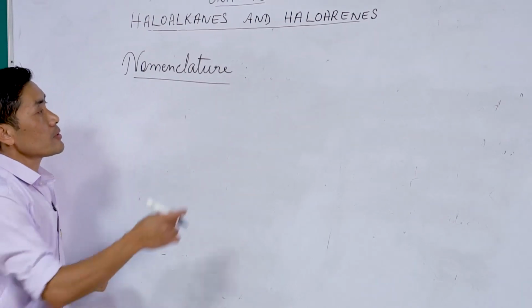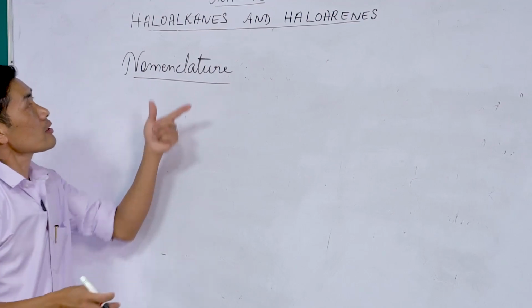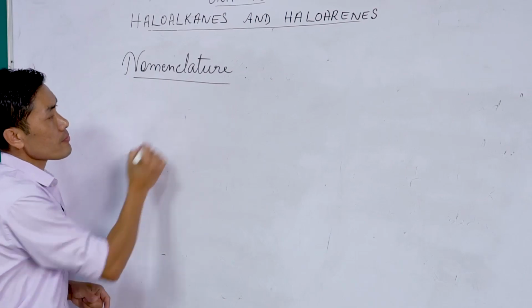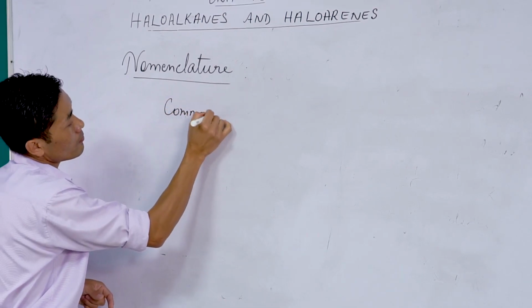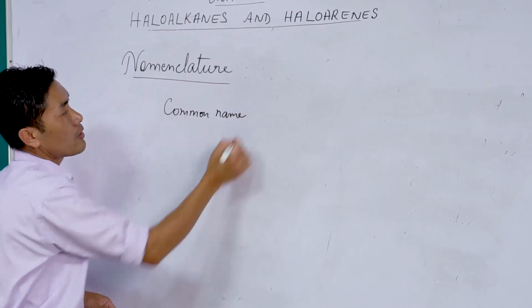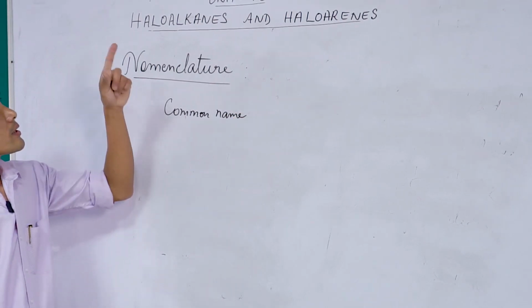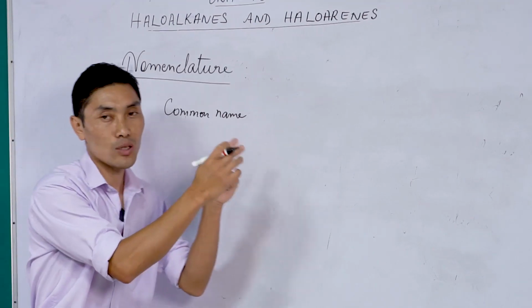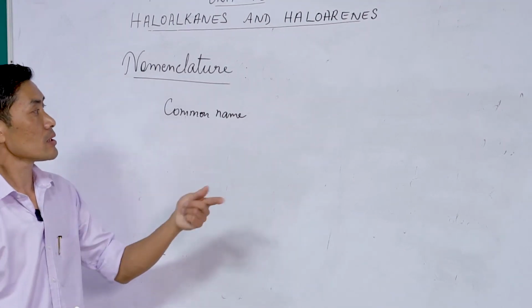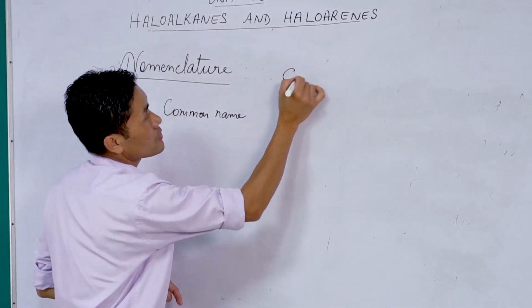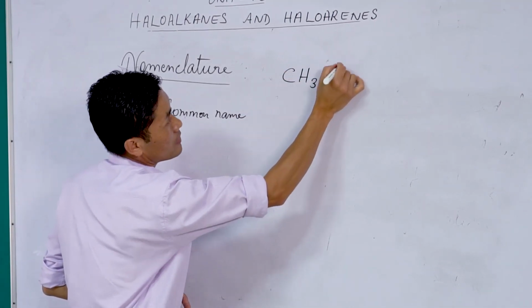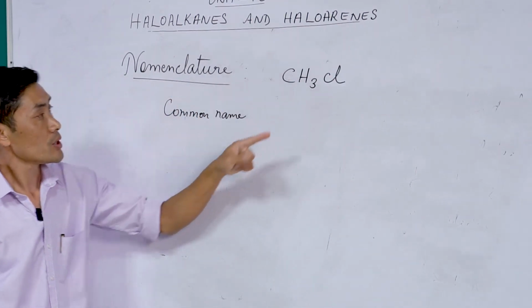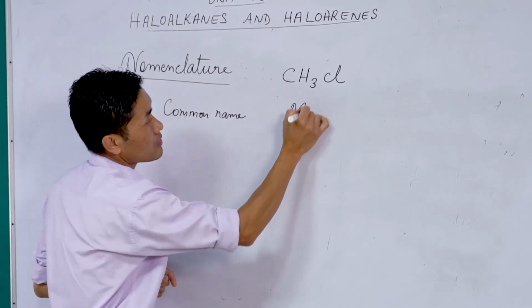The first thing is that while naming the haloalkanes, if we are using the common name, the alkyl group will be named first, and then the halogen will be named last. So if we have CH3Cl, if we are giving the common name for this compound, this will be named as methyl chloride.